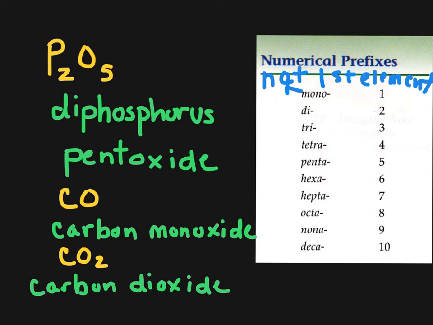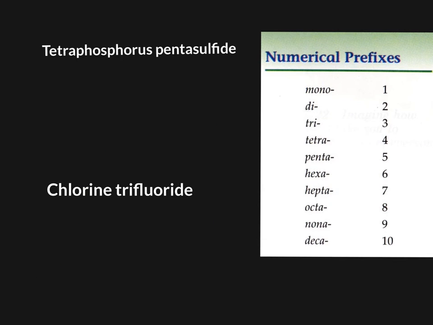This is how we name covalent compounds. It doesn't get any harder. It just is what it is. So you might be wondering, well, how hard is it to write the formulas? For covalent compounds, formula writing is super easy. The prefixes tell you how many of each element we're going to be working with.